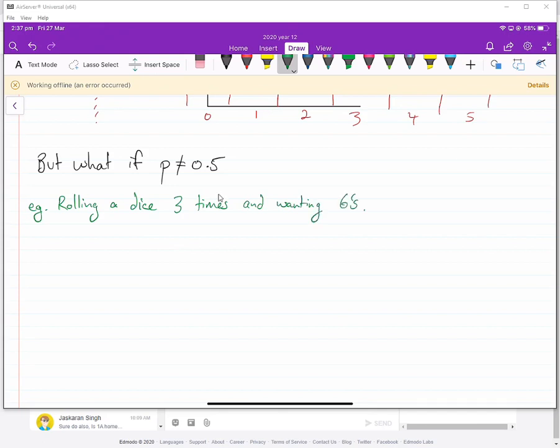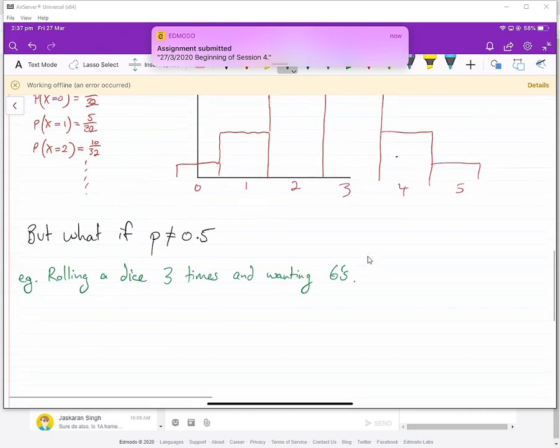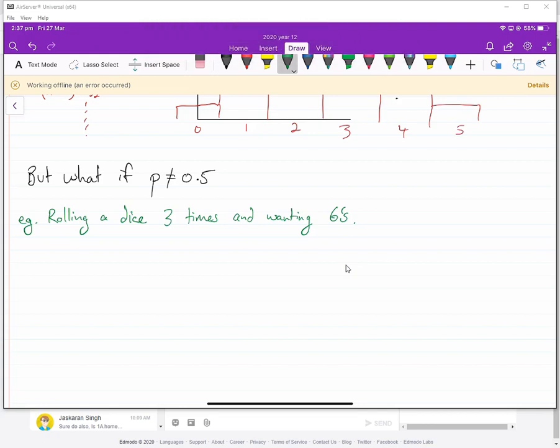Okay, so we want to look at the distribution of X. X is distributed binomially, B-I-N, three times, and the probability of success, if we want a 6, is 1 in 6. So this is a binomial distribution of three trials, and the probability of success is 1/6.